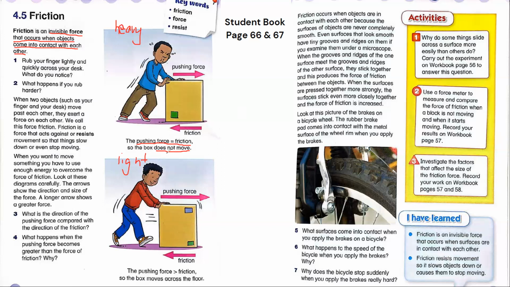In the next scenario, let's say the box is light, easier to push, right? So when he pushes, that force itself is greater than friction, which means the box actually moves across the floor. Highlight "pushing force greater than friction." And highlight "moves across the floor."